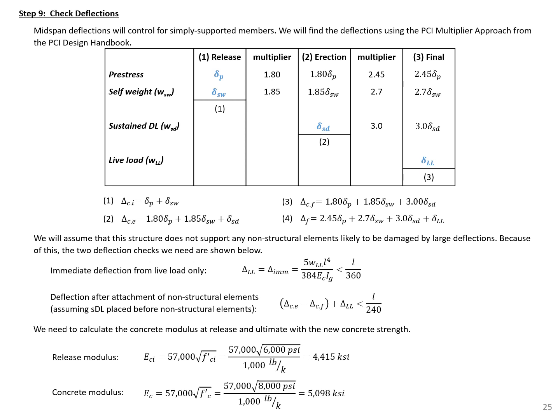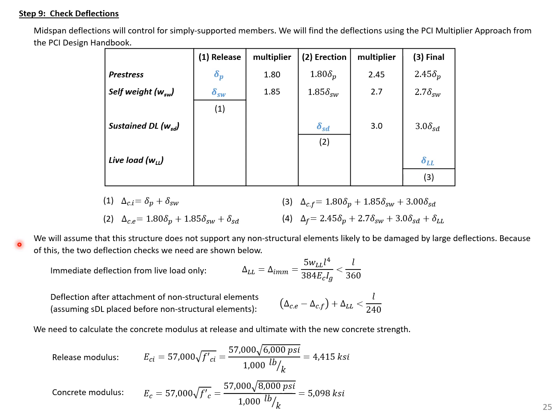Our next step is to check our deflections, and we're going to check our deflections using the PCI multiplier approach from the PCI Design Handbook. With this approach, we'll calculate 4 base deflections, and then we can use different multipliers to find the total deflection at release, at time of erection, and at final time.